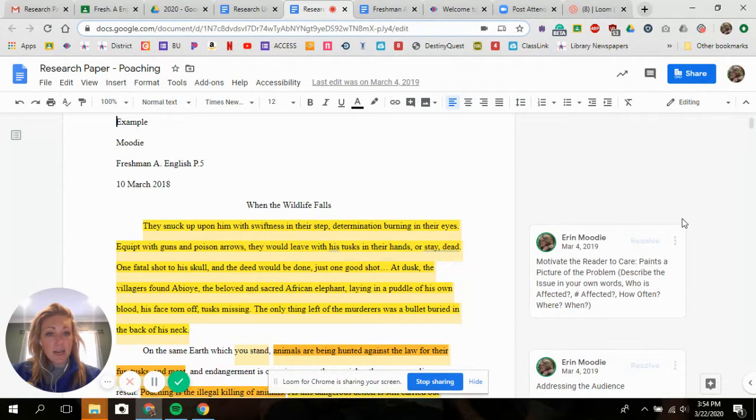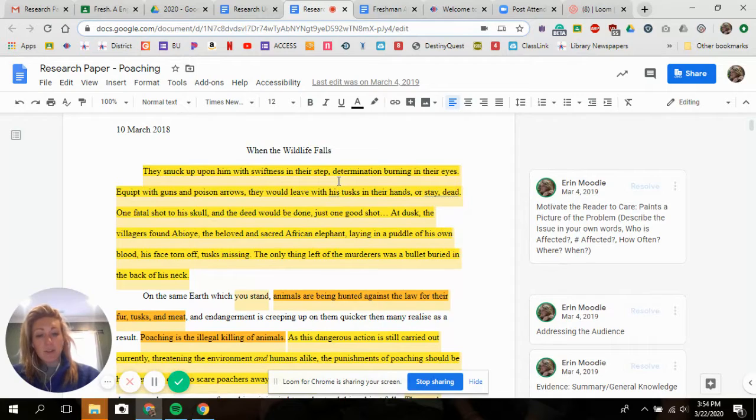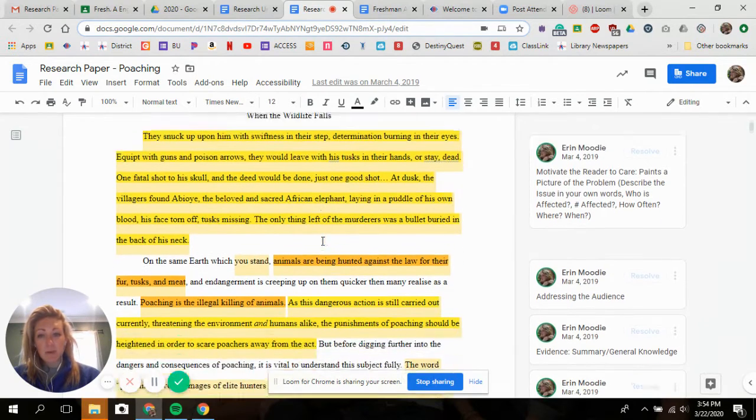You can see on this side I have my little annotations that will hopefully guide your learning as well. The things that we're looking for are those draft 2 requirements in particular. We've already talked about how they had an attention getter that motivated the reader to care by painting a picture of that problem.